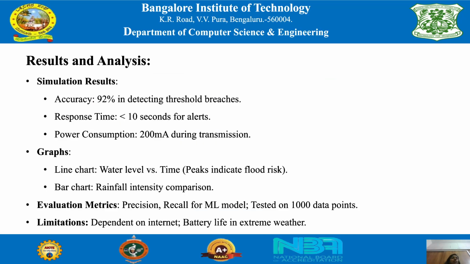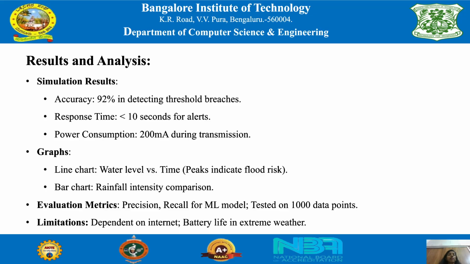river water level. So the results and analysis phase include simulation results where the accuracy is 92% in detecting threshold breaches. Response time is 1.0 seconds, which should be less than or equal to 10 seconds for alerts. And power consumption is 200 milliampere during transmission. Graphs use a line chart and bar chart. Water level versus time: peaks indicate flood risk. The bar chart indicates rainfall intensity and comparison.